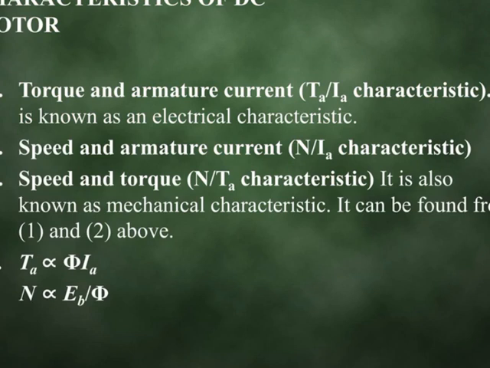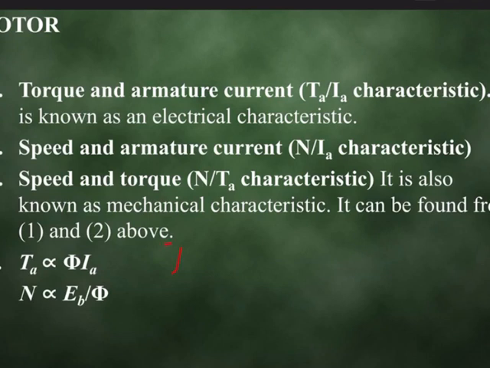From the equation of torque, we know that torque is given by 0.159 phi P Ia Z by A, where phi represents the flux, P represents the number of poles, Ia represents the armature current, Z represents the number of conductors, and A represents the parallel paths. Here 0.159 is constant, the number of poles is constant, Z is constant and A is constant. That's why torque depends mainly on flux and the armature current.